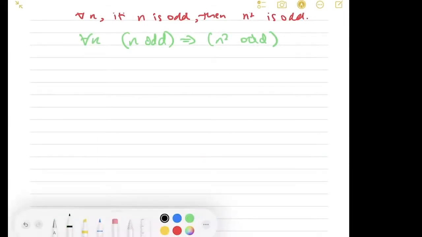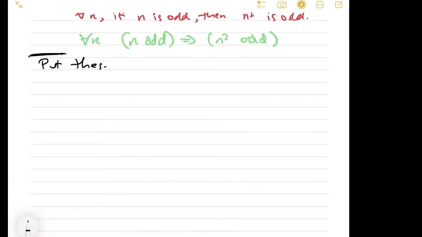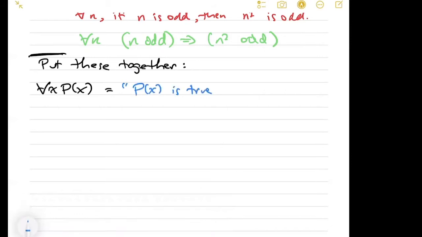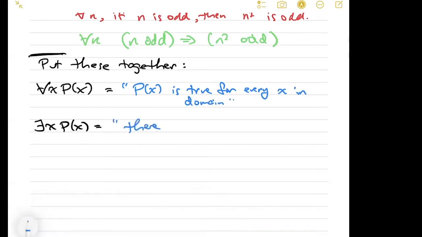Now we can put these two ideas together. If we have a propositional function and add a quantifier, or maybe even more than one quantifier, we call this a quantified proposition. So for all x, p of x is the proposition that p is true for every x in the domain, and there exists an x, p of x is the proposition that at least one x in the domain makes the function true.